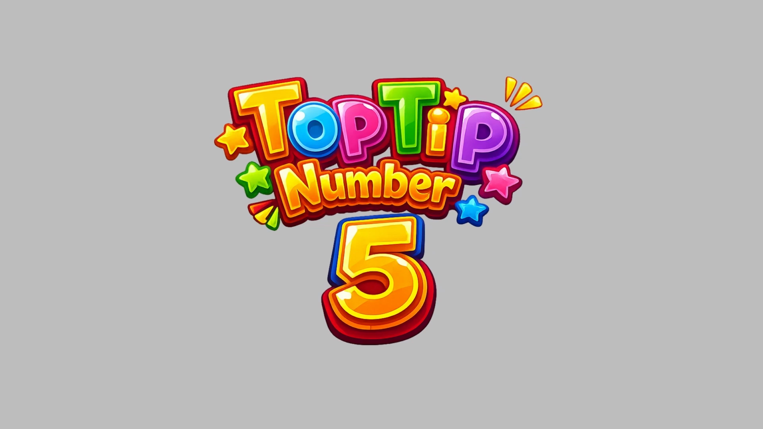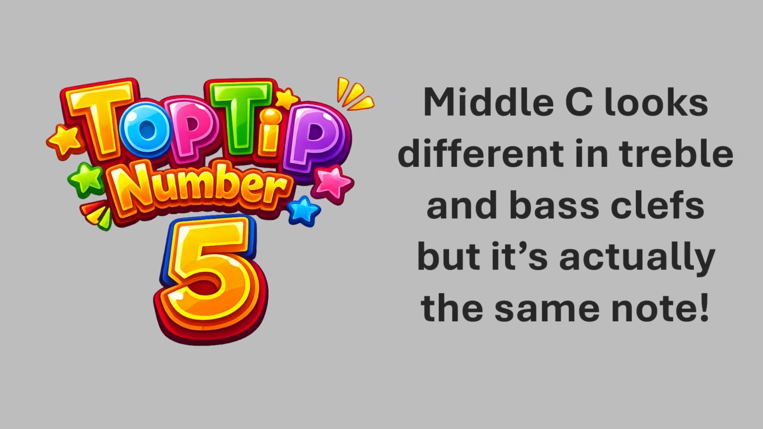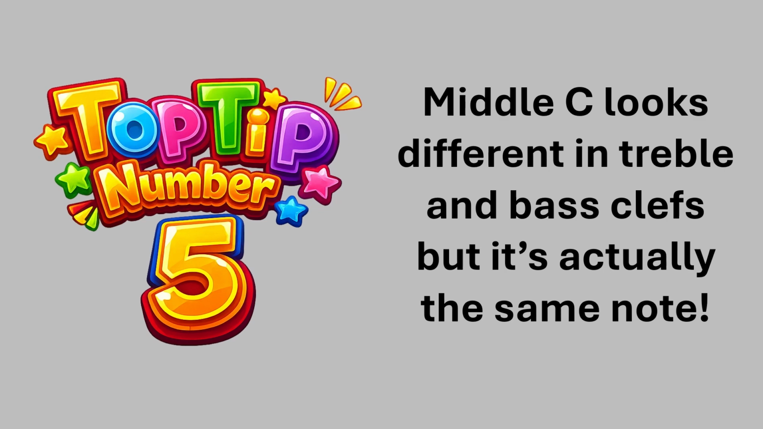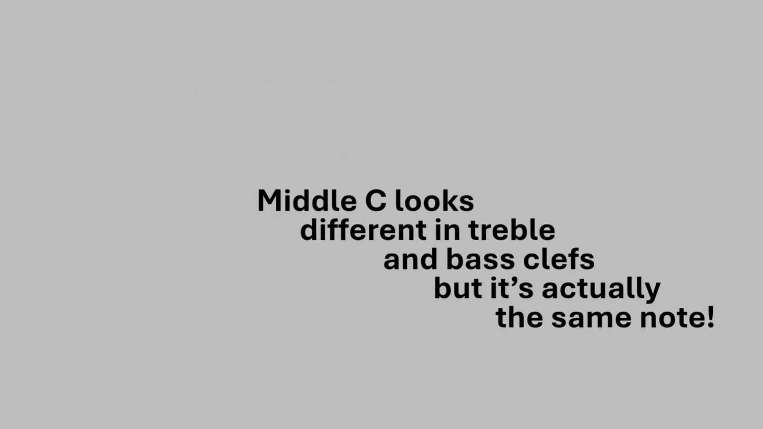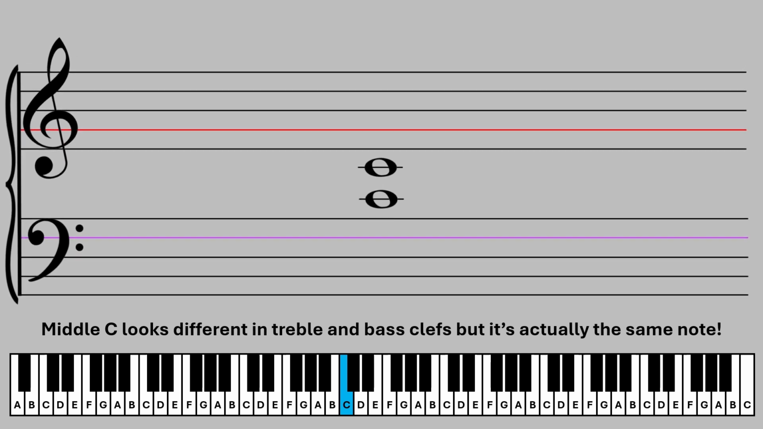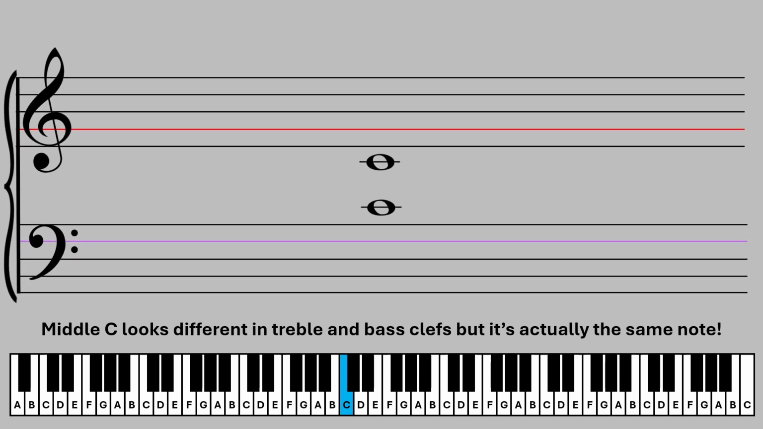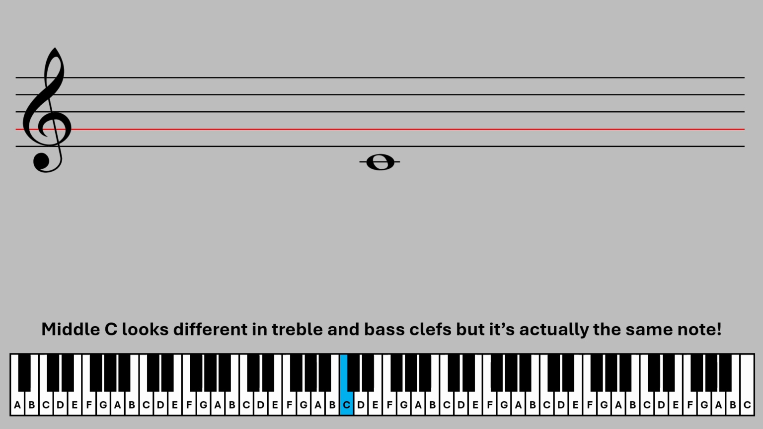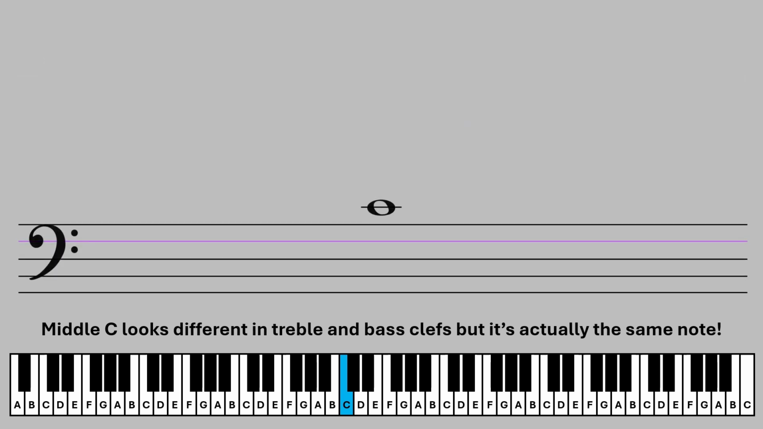Top tip number 5. Middle C looks different in treble and bass clefs, but it's actually the same note. As we have already seen, middle C is the crossover note between the bass clef and the treble clef. However, middle C usually splits like this, with middle C in the treble clef being situated under the stave or staff, and middle C in the bass clef situated above the stave or staff.